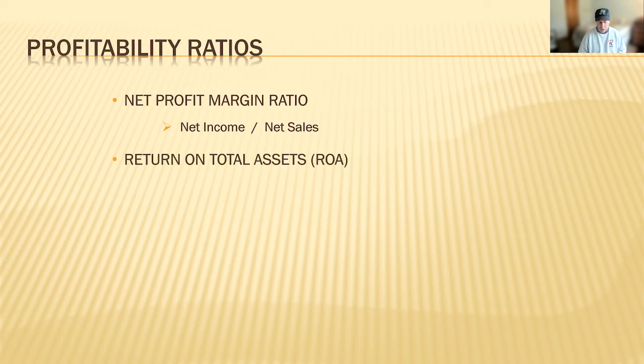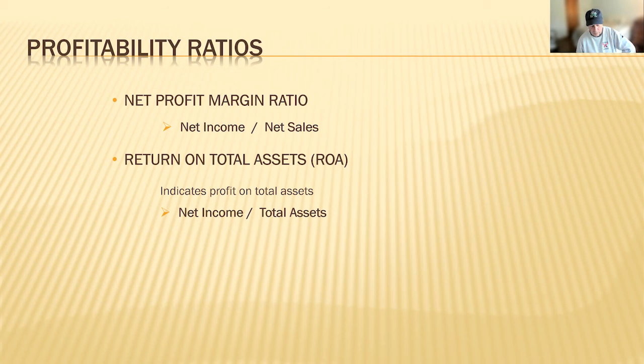So your return on total assets, or ROA, as it's often referred to, is going to indicate your profit on your total assets. It takes the net income and compares it to total assets, not sales in this case. So that same $100,000 in income versus assets of, say, 2 million would be a 5% return. So 100,000 divided by 2 million gives you 5% as an ROA.